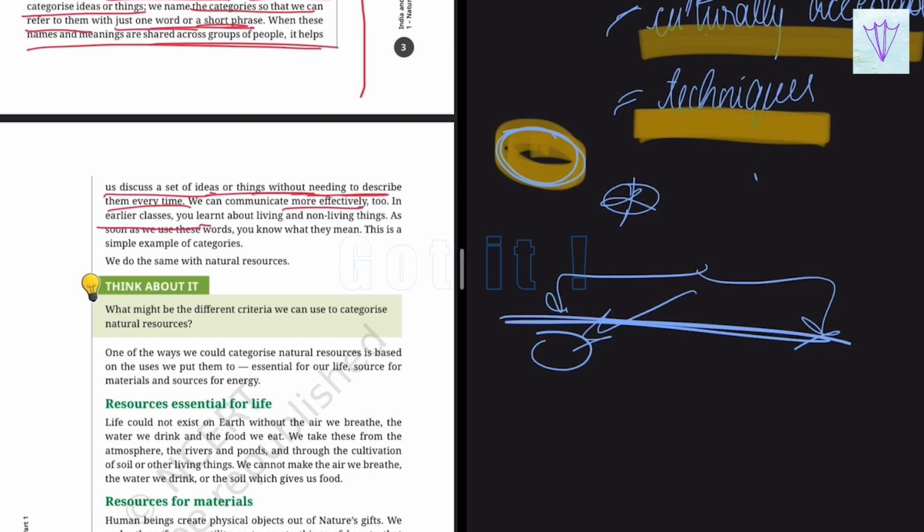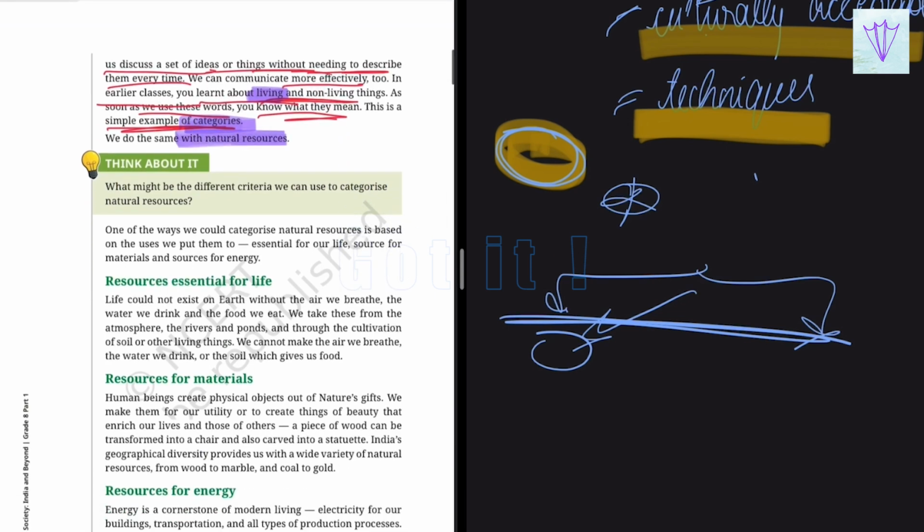In earlier classes, you learned about living and non-living things. Living in the sense of biotic and non-living in the sense of abiotic, which together form an environment. As soon as you hear these words, you know what they actually mean. So these are simple examples of categories. It is important to categorize, because when someone says living, you don't have to state all the characteristics of living things, because you know what it actually means. That is why categorization is very important. We do the same with natural resources as well.